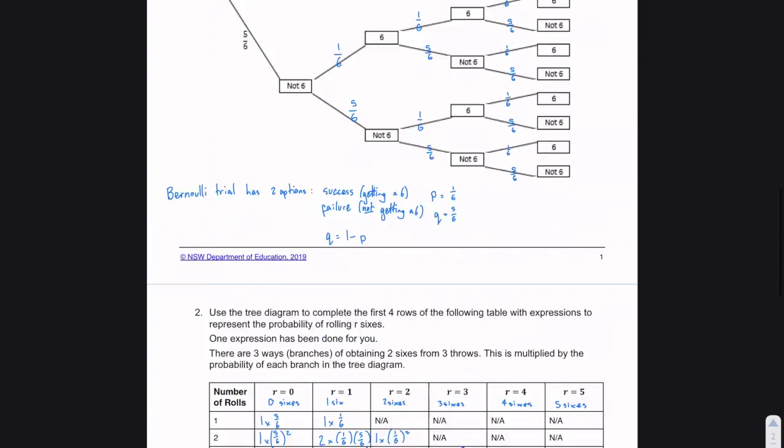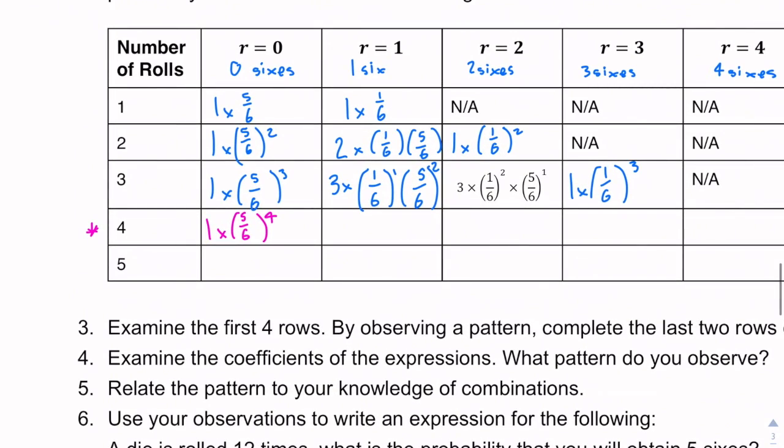I just want to tie this up. So there's 4 ways to do that. 4 times, each of them had 1 six rolled, and the rest of the times we got not-6 rolled. You should start noticing a pattern.